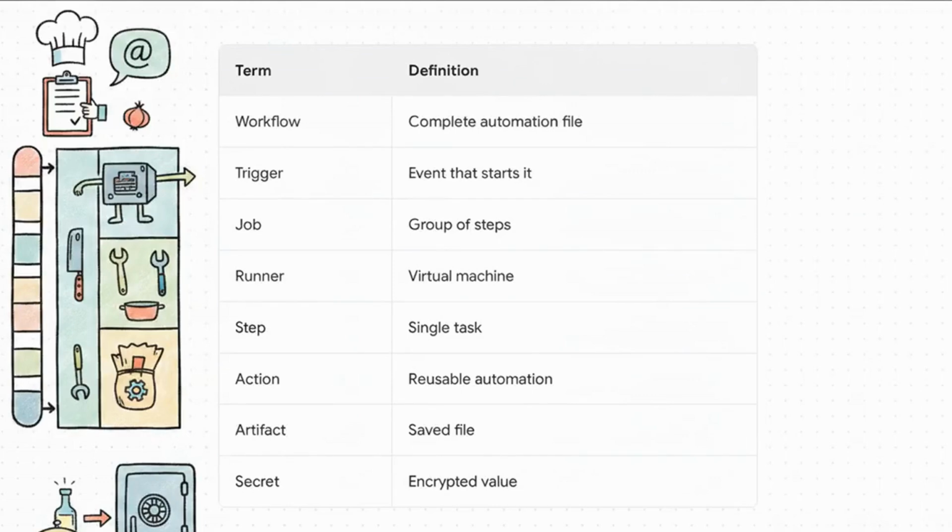The trigger, that's the order coming in from the customer, so a code push or a pull request. A job is a specific station in the kitchen, like the prep station or the grill. The runner is the actual physical counter where the work happens, a fresh virtual machine. A step is a single task, like chopping onions. An action is a prepackaged tool or ingredient you just drop in. An artifact is the finished dish that gets moved from the cooking station to the serving station. And a secret? Well, that's the highly classified secret sauce recipe, locked safely in the manager's safe.